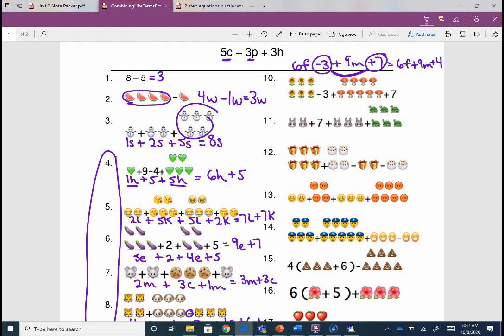So when we come back next class, we're going to go through the answers to that right column, and then we're going to keep rolling with our equation solving using this idea.